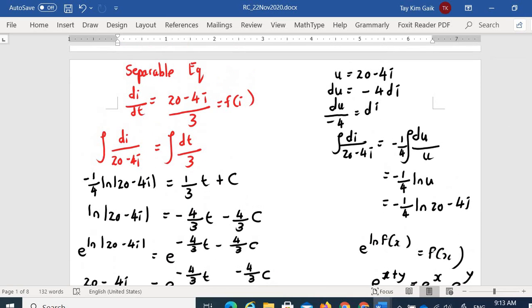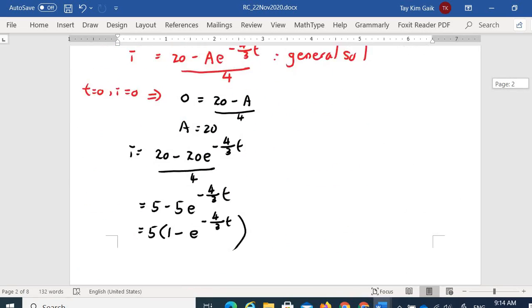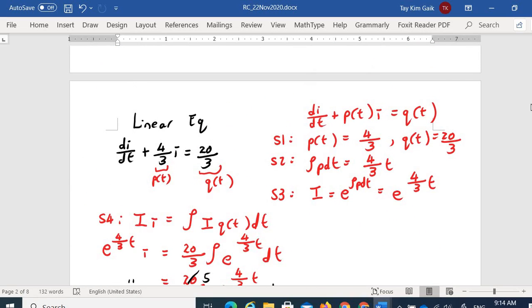For separable, you just bring the function of I to di, the function of t to dt, and then you just integrate both hand sides. For a linear equation, we have di dt plus p(t) I equal to q(t). So this is a linear equation. Identify your p(t), q(t). Second step, integrate p dt.